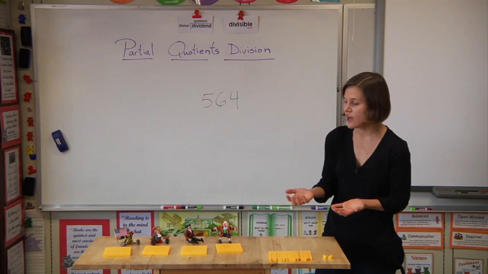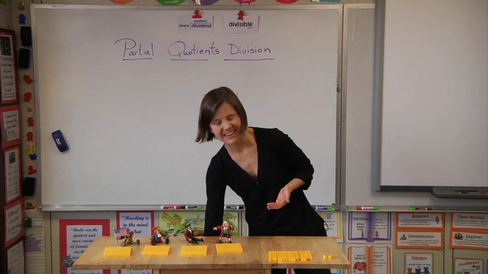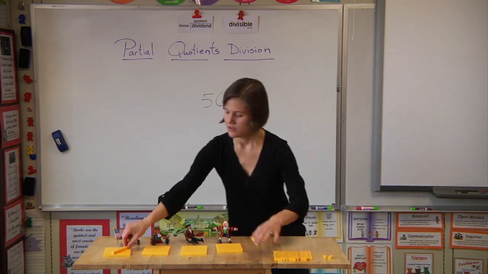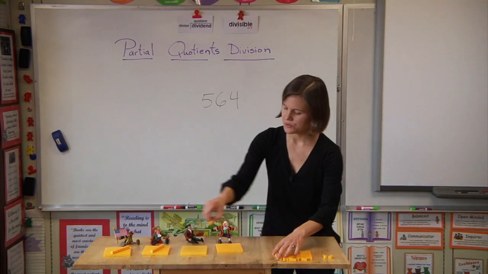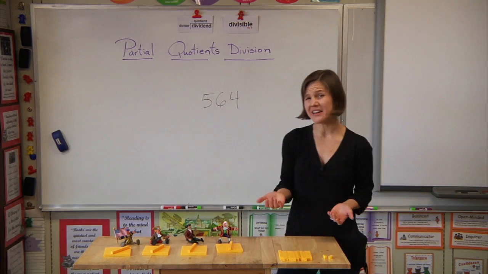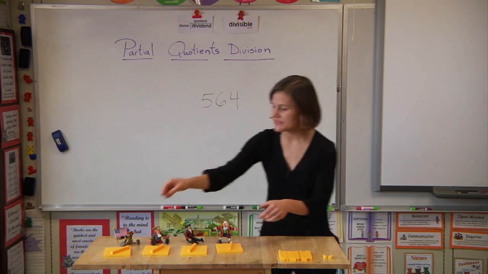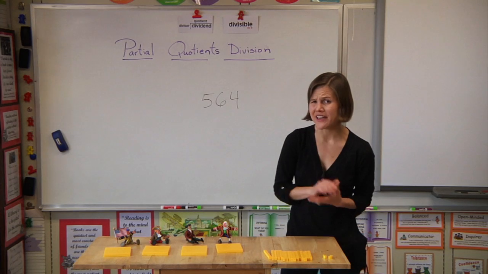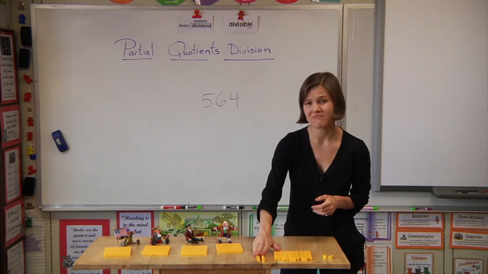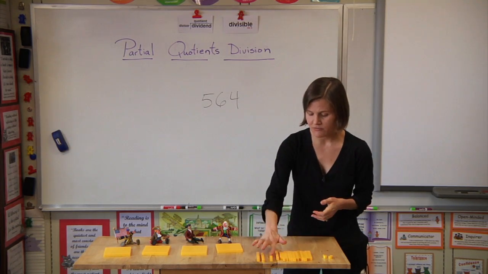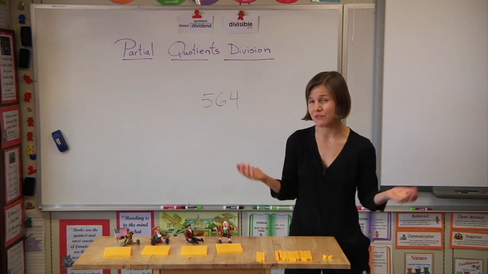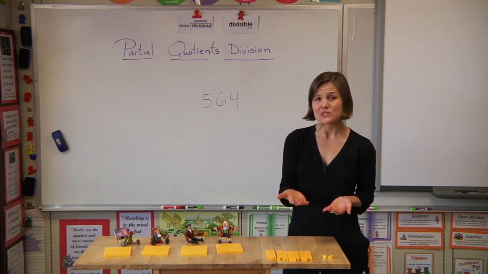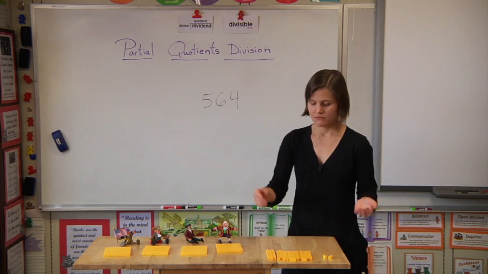So we've got 16 rods and 4 people. Again, we could go 1 for you, 1 for you, 1 for you, 1 for you. But that would kind of take a long time. Instead of giving out the rods 1 at a time, is there a faster way I could do it? Could I give out 2 at a time? Could I give out 3 at a time? Could I give out even more than that? Well, that's what partial quotients division deals with. There's more than one way to do it.